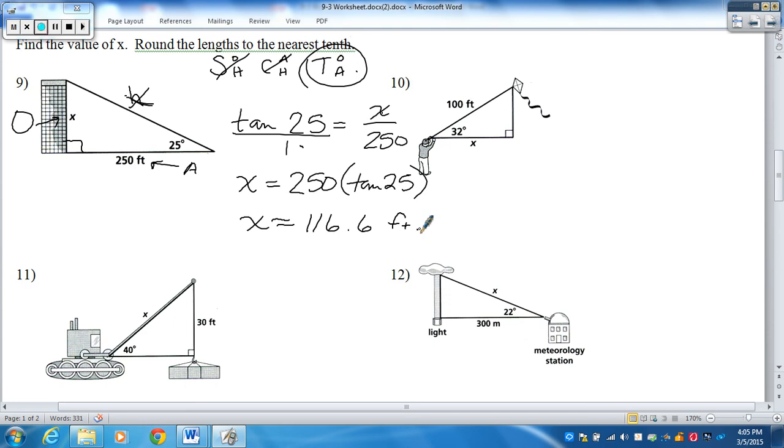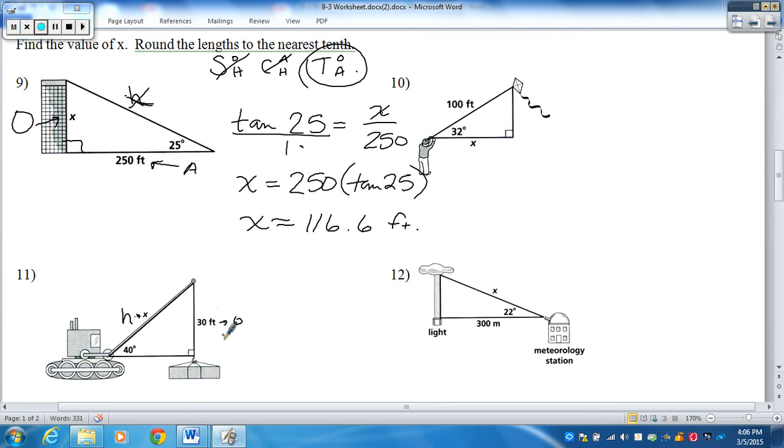Okay? Now, for number 11, I'd like you to go ahead and try that one on your own. See if you can figure out the length of that arm on that crane right there. Okay. Now, I would have identified the sides that I'm given. I'm given the hypotenuse, and I'm given the opposite side, opposite of the angle right there.